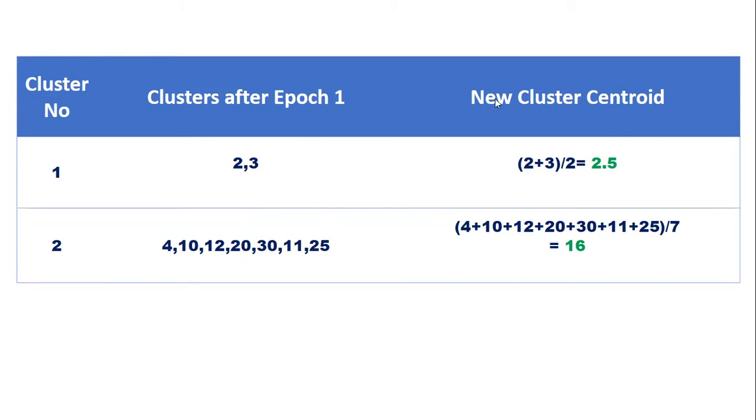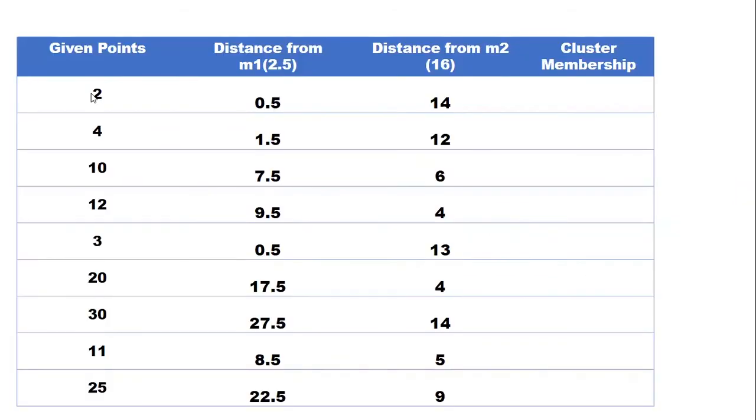Recompute the cluster centroid by taking the average of the cluster members. Here it is 2.5, and cluster 2 has the centroid 16. Now let us go to the second iteration. Recompute the distance between the points and the new cluster centroids. The first cluster has the centroid 2.5 and the second cluster has the centroid 16. This is the distance between the points and the first cluster centroid, and this one is the distance to the second cluster centroid. Based on the distance, assign points to the clusters.